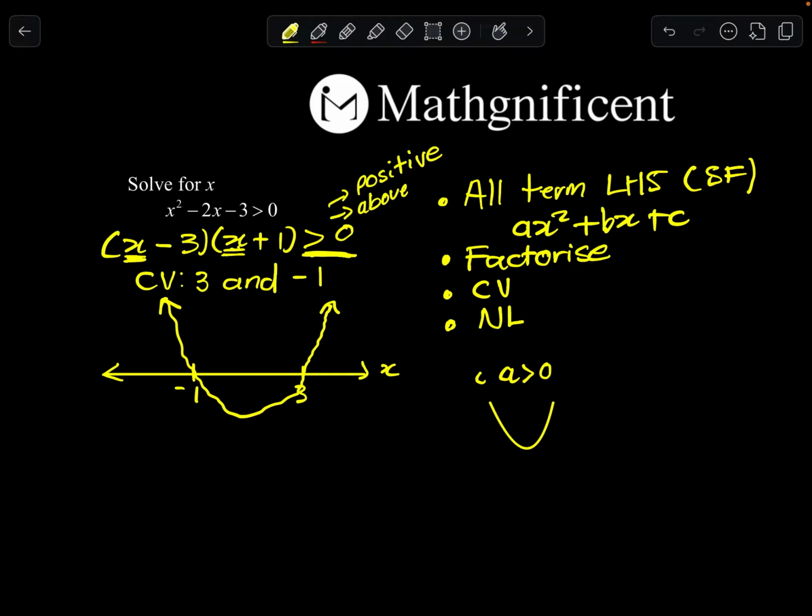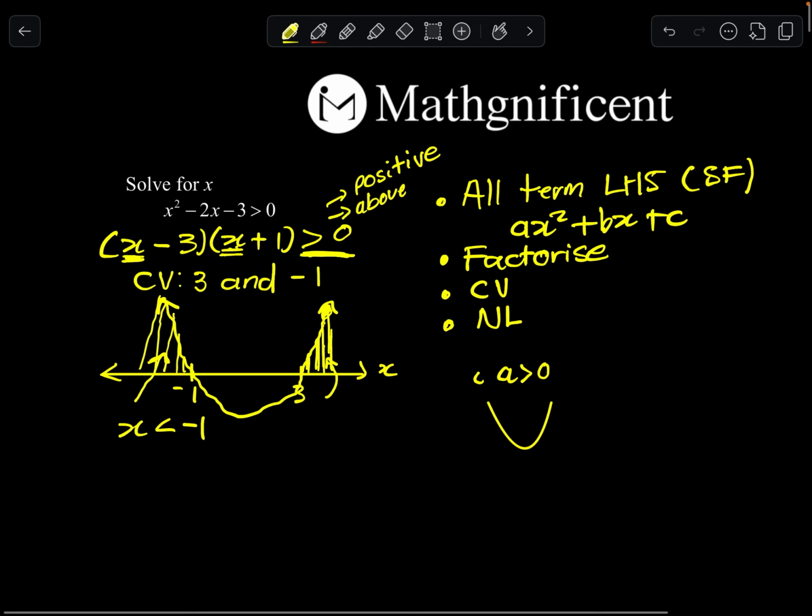According to our graphical representation of our answer, where do we find above? These are the x values that are going to give us positive y values. So when you finally represent your answers, this set of x values here are x values that are less than -1, while this set of x values on the other side are greater than 3.